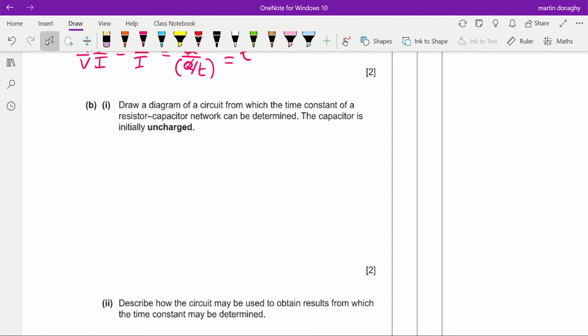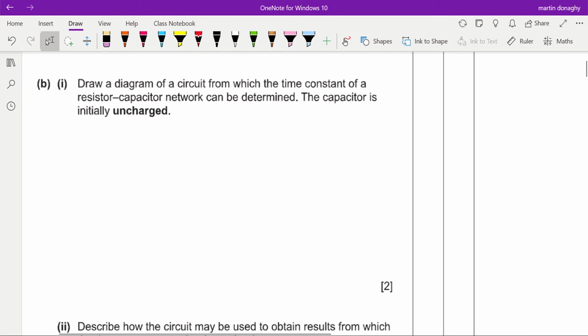Draw a diagram of a circuit from which the time constant of a resistor capacitor network can be determined. The capacitor is initially uncharged. Now the reason they're telling you that is you need to be able to charge the capacitor. Now let me draw out the one they have in the mark scheme. It's not the one I would use.